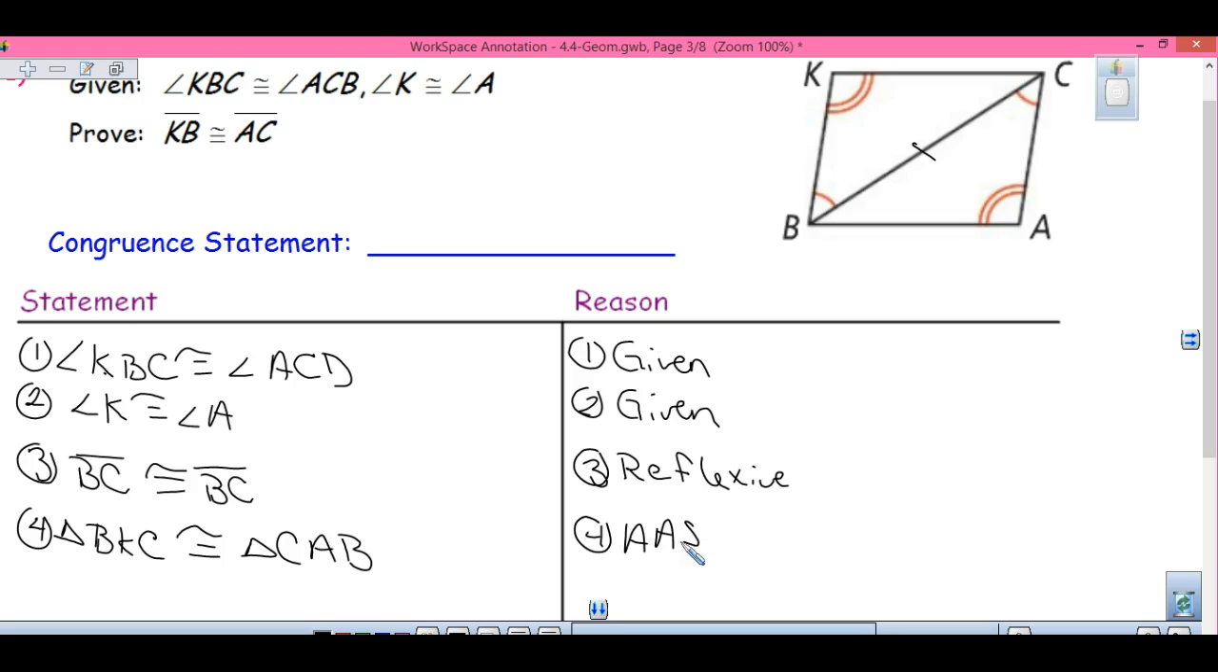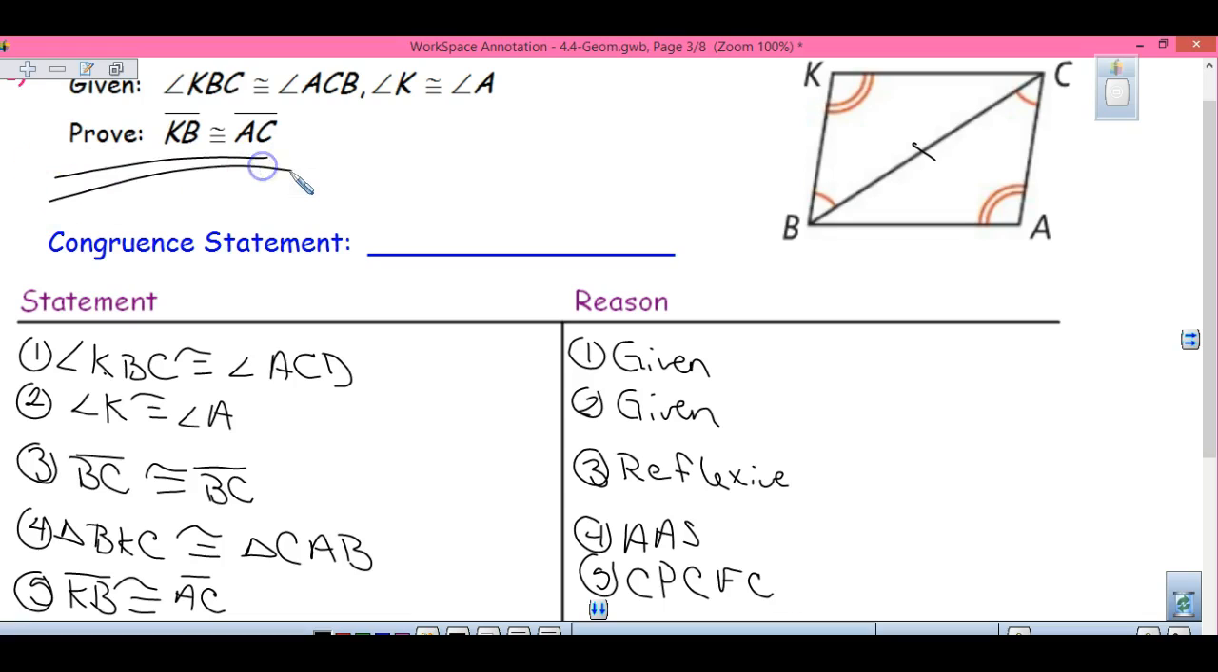Okay, so now can I say that those two sides are congruent now? Yeah, once my triangles are congruent, now I can start saying that their parts are congruent. So my last one then is KB, always what I'm trying to prove, is congruent to AC by CPCFC. Okay, so first you have to prove that the triangles are congruent. That's kind of your goal here. And then your last step, once your triangles are congruent, then you can state what you're trying to prove.